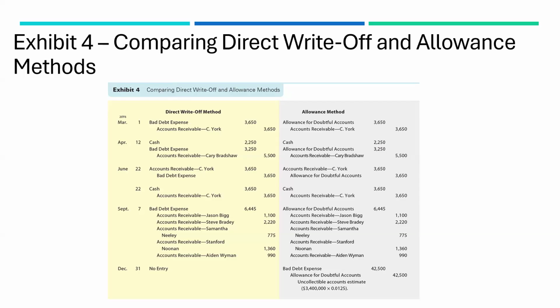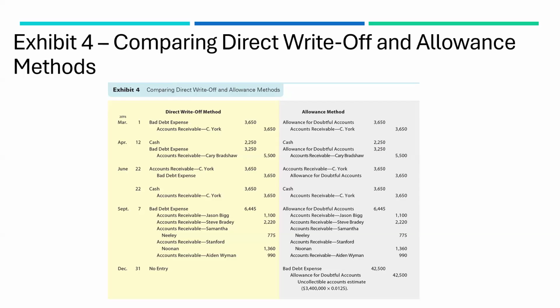And then collecting a previously uncollected account, we have to reverse the initial entry and reinstate the accounts receivable first. So the accounts receivable under both methods is debited, but under the direct method, bad debt expense is the credit, and under the allowance method, the allowance is credited. And then we collect the cash as normal with a debit to cash.